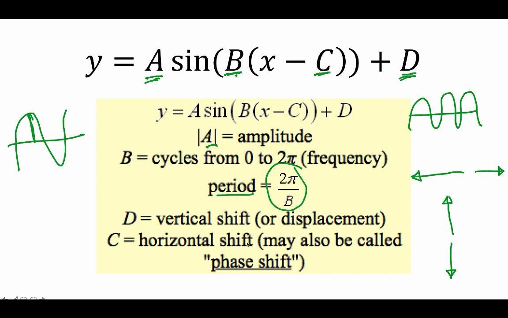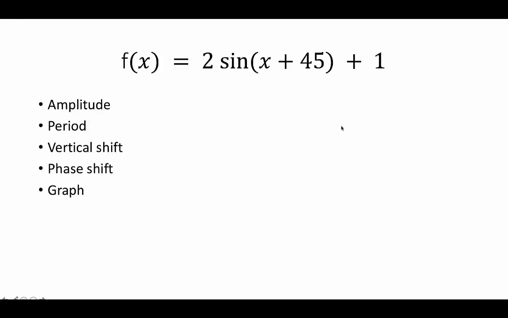This d is what we call the displacement or the vertical shift. And this c is what we call the horizontal shift or the phase shift. So those are some of the properties of a wave that we can study analytically. So let's apply what we learned so far.